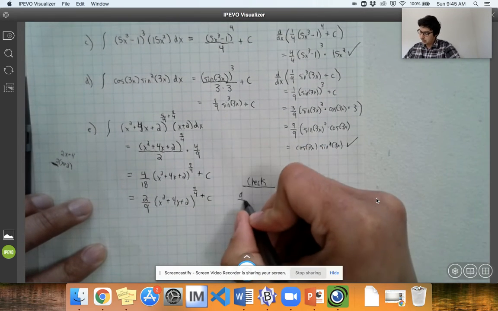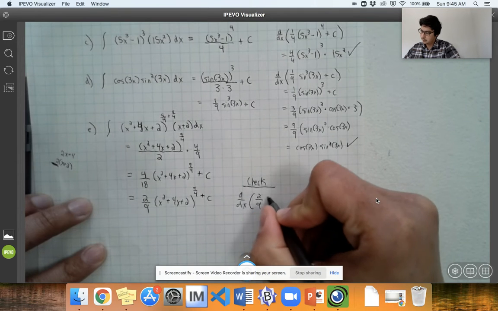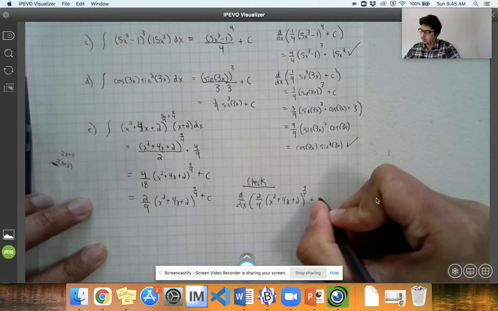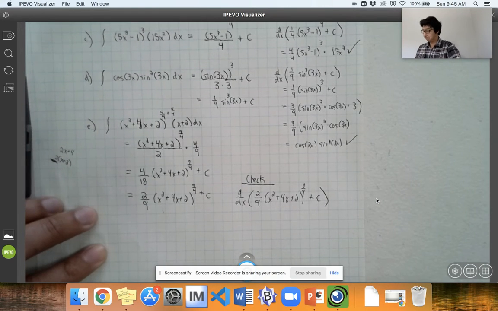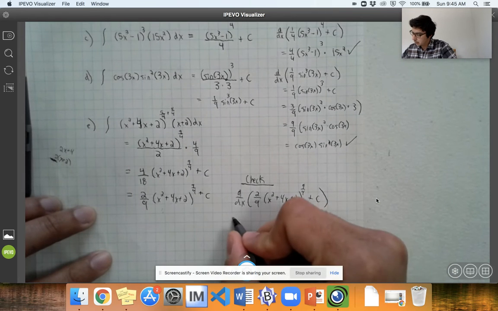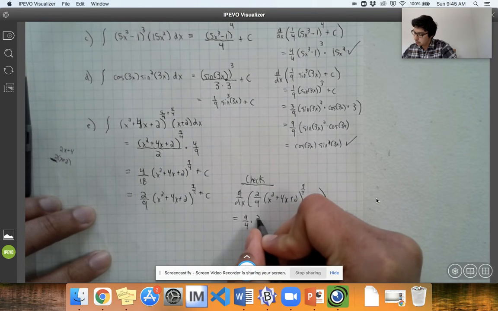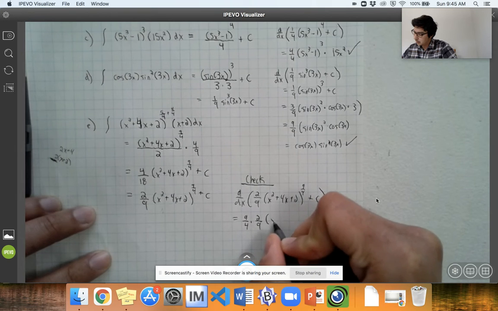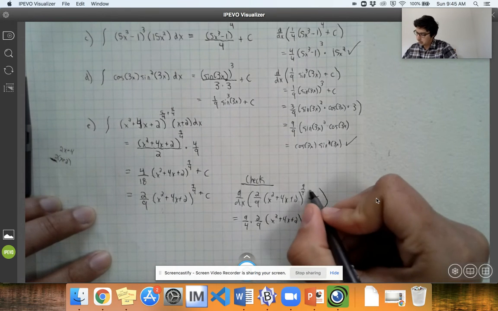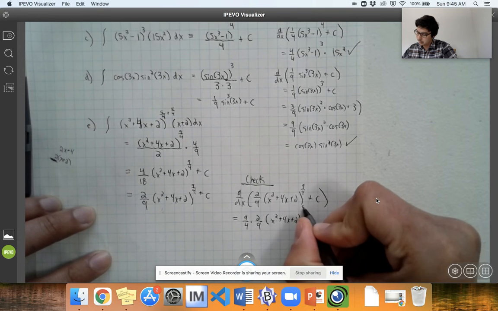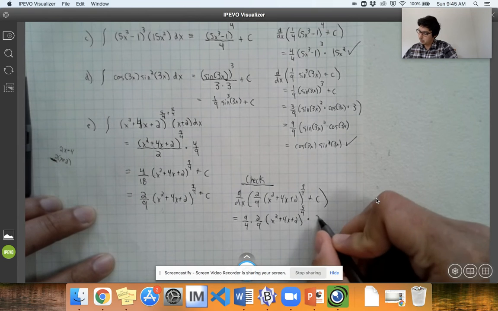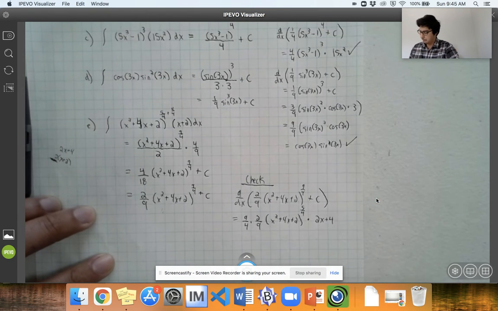All right, what's the derivative of 2/9 (x squared plus 4x plus 2) to the 9/4 plus c? Hopefully we get the original function. So that 9/4 would come in front, so we'd have a 9/4 times that 2/9, and then leaving the inside alone, and then you minus 1, which minusing 4/4 would leave us with 5/4, times the derivative of the inside, and the derivative of the inside would be 2x plus 4.